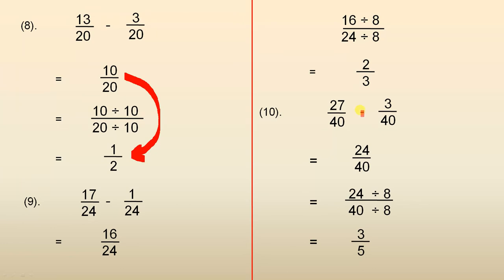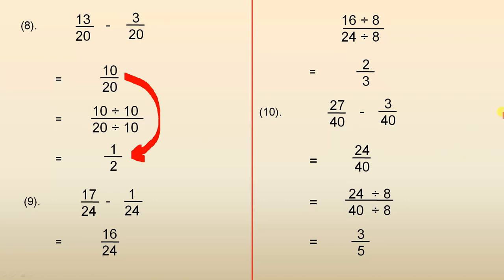27 over 40 minus 3 over 40. 27 take away 3 is 24. That's 24 over 40. What number divides into 24 and into 40 evenly? 8 does. 24 divided by 8 is 3. And 40 divided by 8 is 5. So the answer is 3 over 5 in simplest form.